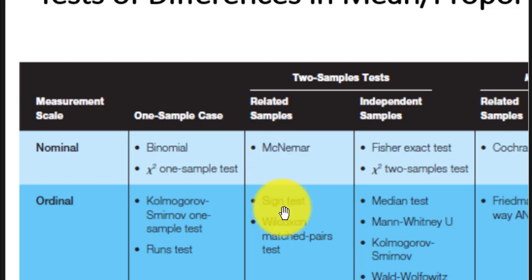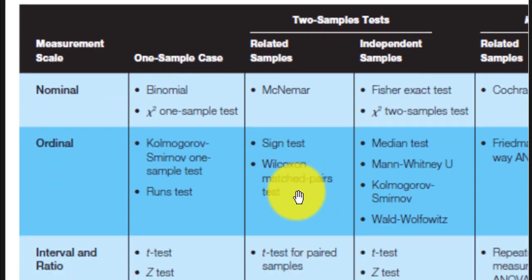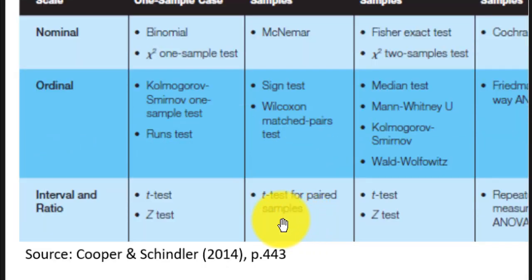Test differences between pairs of observations. For example, weight before and after the treatment. You can use sign test for a ordinal variable scale. You can use Wilcoxon matched pair test to compare mean ranks between two related samples. Further, you can use paired sample t-test for numerically measured scale variable.